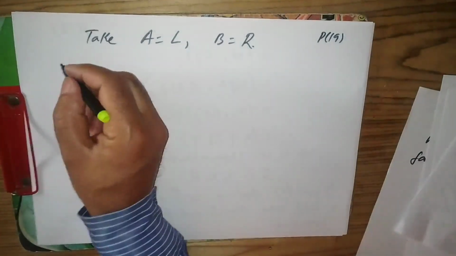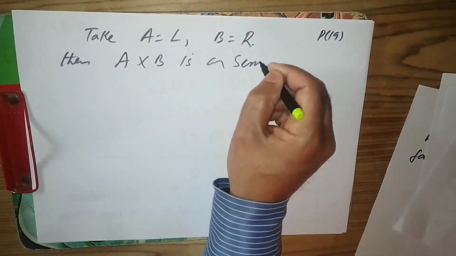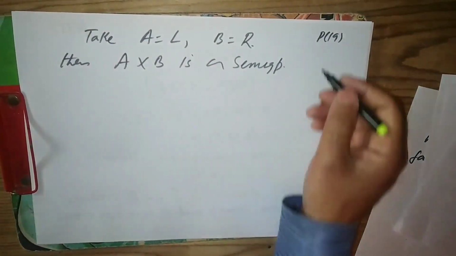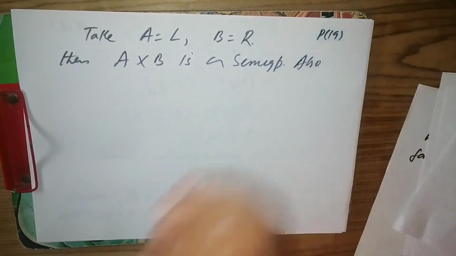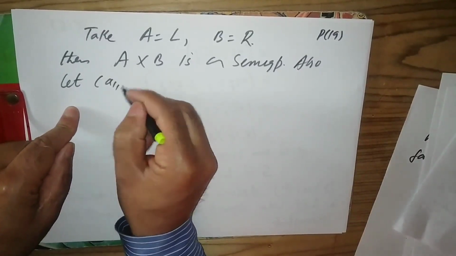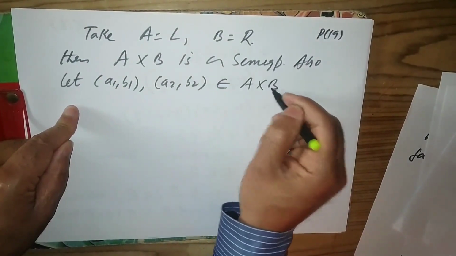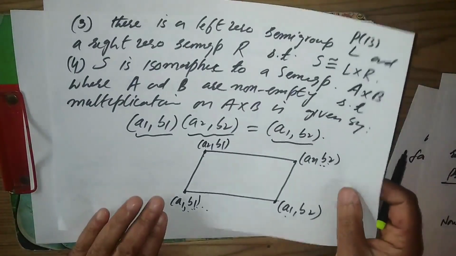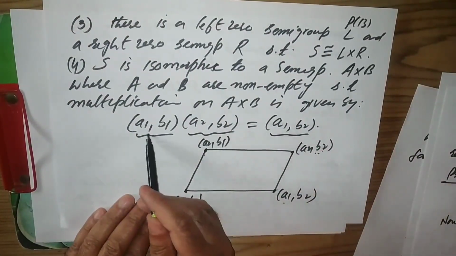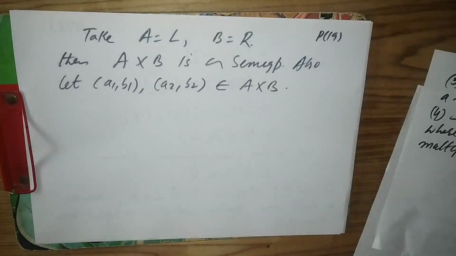Then A cross B is a semigroup, because L cross R is a semigroup. Also, let A1 B1 comma A2 B2 belong to A cross B. I need to prove that for any two elements A1 B1 and A2 B2 in A cross B, A1 B1 into A2 B2 is equal to A1 B2. So let's check this.